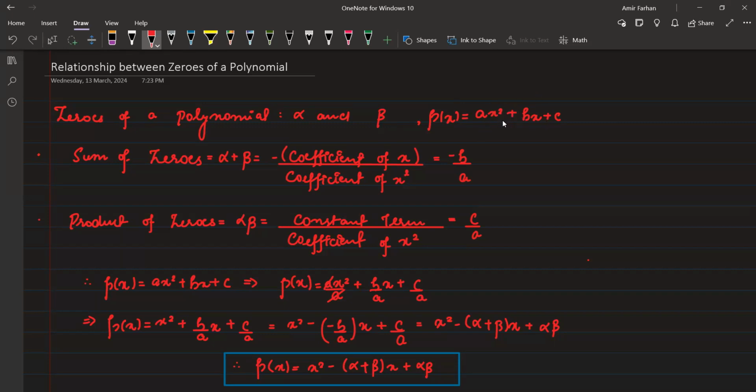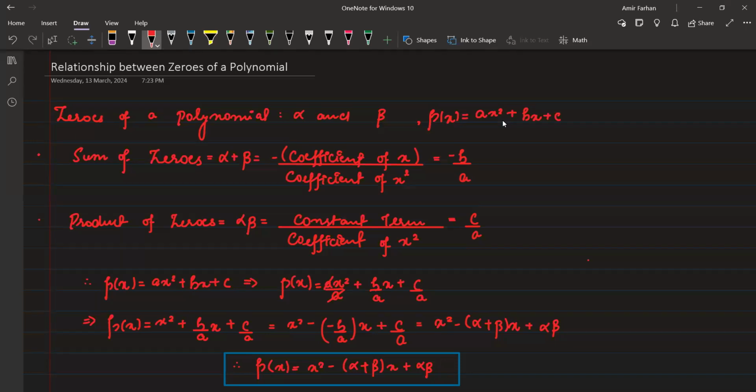Now tell me, what is the coefficient of x square, Gianna and Ifra? A. A. Okay, very good. Both of you are correct. What is the coefficient of x? B. B. Yes, B. What is the constant? C. Same. Very good, both of you.